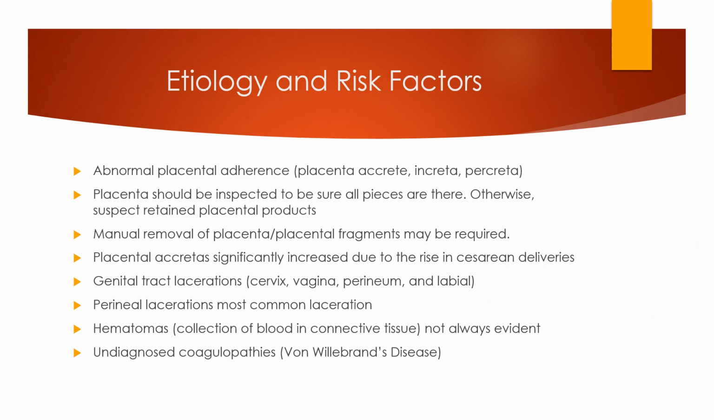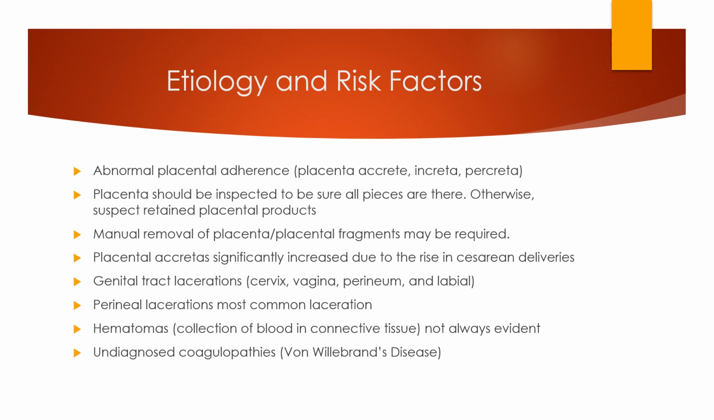So as I said a moment ago, abnormal placental adherence. There are 3 types: accreta, increta, and percreta. We're going to discuss each of these individually. The placenta should be inspected to be sure that all the pieces are there. Otherwise, suspect retained placental products.